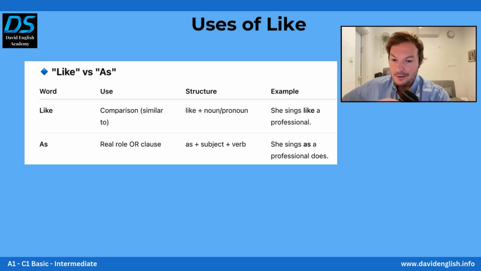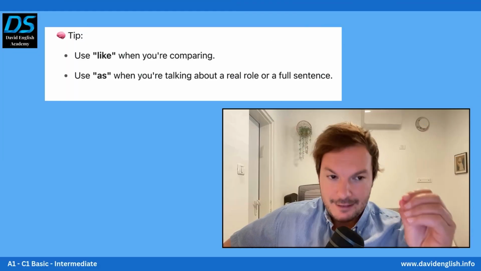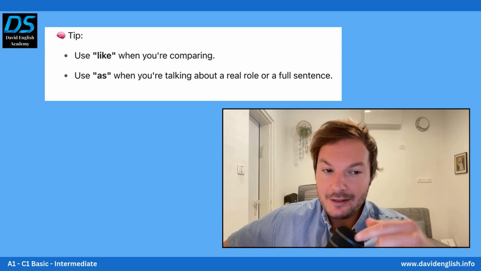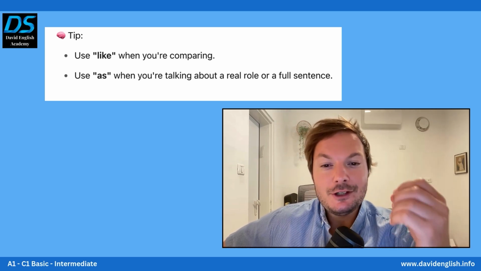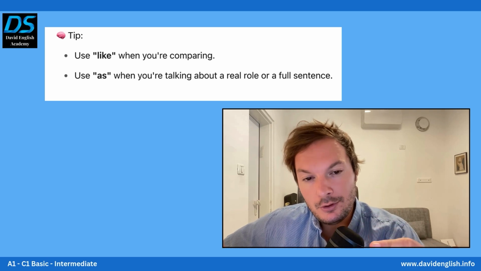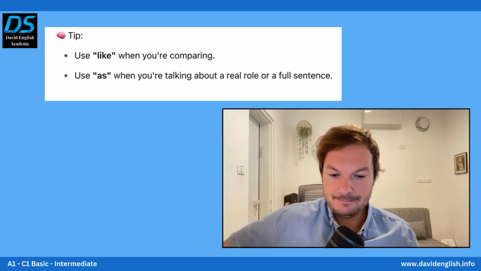As is for a real role or a clause. As plus subject plus verb. Here we go. She sings as a professional does. She sings as a professional does. Tip: use like when comparing, and use as when you're talking about a real role or a full sentence.